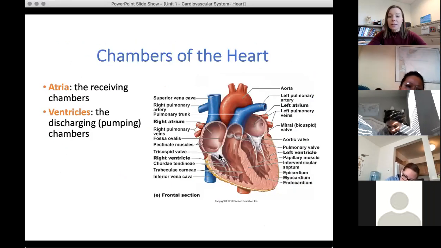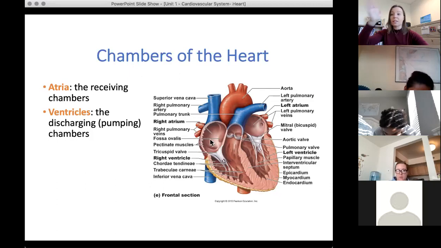So blood is always going from, we'll just look at the right side, from the atrium through the cuspid valve down into the ventricle. And then when the ventricle contracts, that's going to force blood out of the heart through the pulmonary trunk. So blood is always going from right atrium down into the right ventricle and out through the pulmonary trunk.